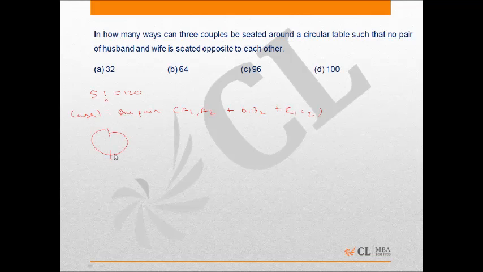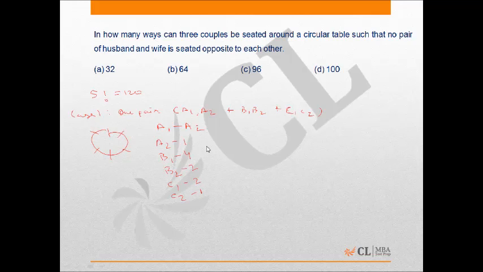Now let me draw six places. Let's say A1 and A2 are sitting opposite to each other. Now if A1 is seated, A2 will have only one place to sit. After that, B1 can sit on any of the remaining four places. B2 then can sit on any of the two places. B2 cannot sit on the place opposite to B1. So after A1, A2, B1 have occupied their places and B2 cannot sit opposite to B1, only two places are left for B2.